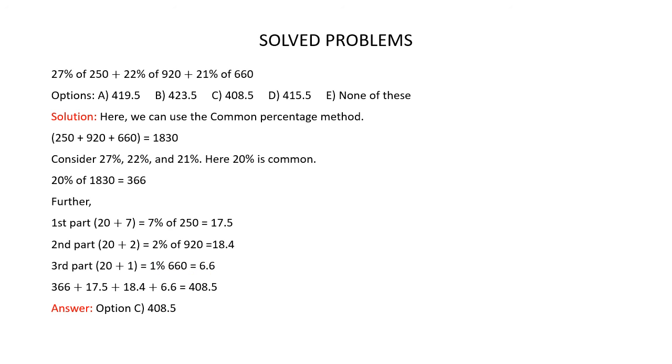Now 366 plus 17.5 plus 18.4 plus 6.6 is equal to 408.5. So the correct answer is option C, 408.5.